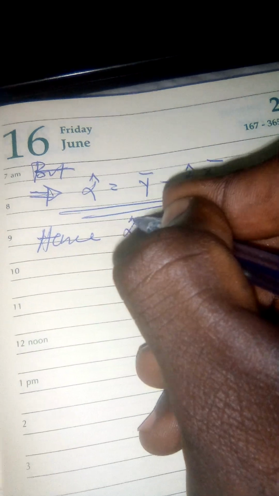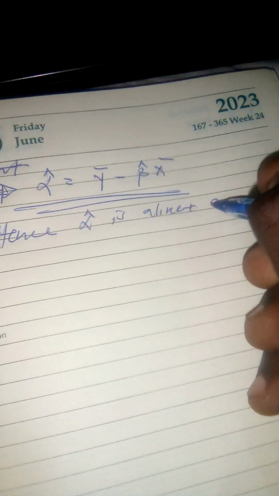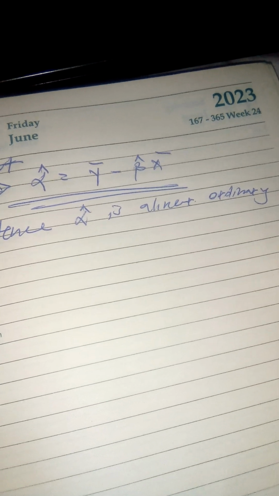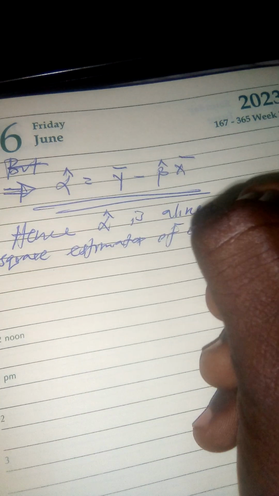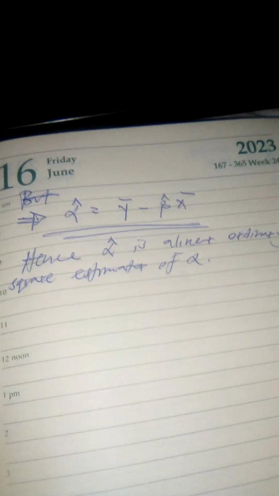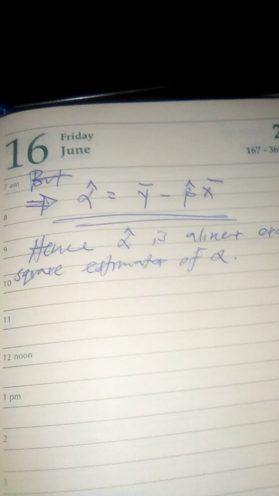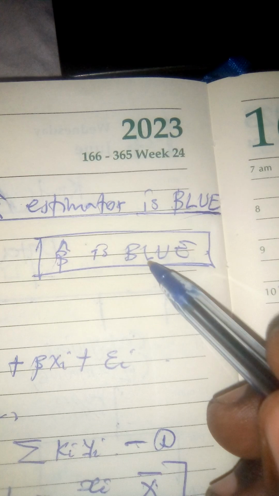You can conclude and say hence alpha hat is a linear ordinary least square estimator of alpha. Now we are done with checking whether it is linear.